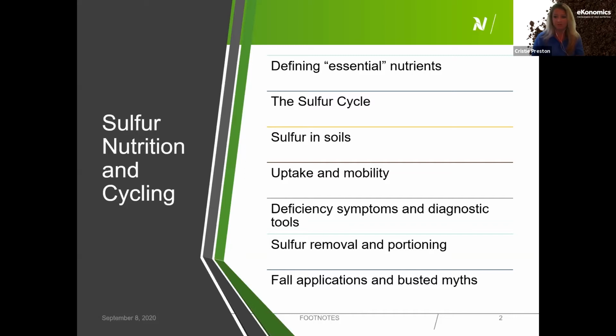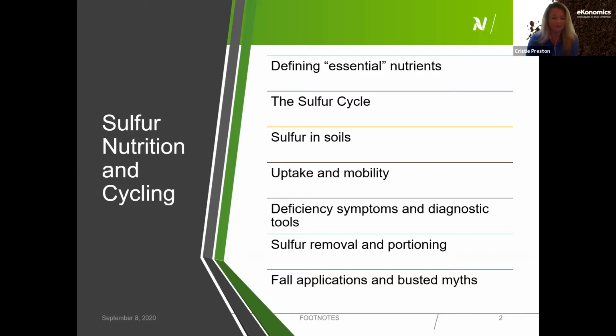For sulfur nutrition, we're going to define the essential nutrients and talk about the sulfur cycle and how sulfur interacts within soil. Then we'll switch over to plants and how uptake and mobility might be affected by the form it's in in soil. We'll look at deficiency symptoms and diagnostic tools a farmer might utilize. And finally, removal rates and how sulfur may be partitioned within the plant, and how that might affect your nutrient management plan for fall application.